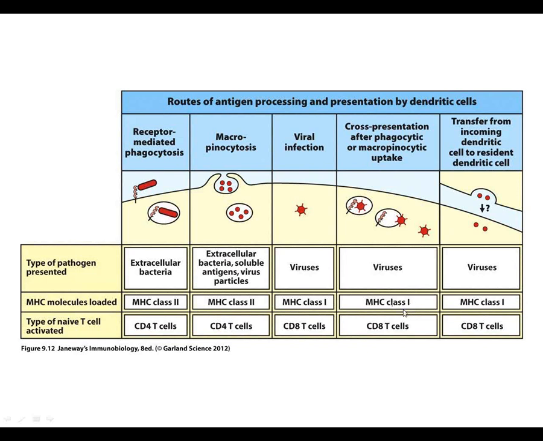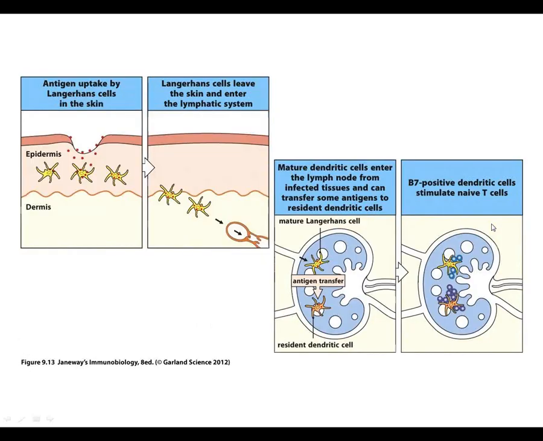And this makes sense because what you want to activate is a CD8 cell, which is very good at virus fighting. So you want this to happen. It's a little bit counterintuitive because it's engulfed, but it's viral. It still gets loaded onto an MHC class 1 and presented. And then there's some suggestion that dendritic cells can actually directly transfer between dendritic cells. But I don't think we actually know too much about that. I don't anyway.